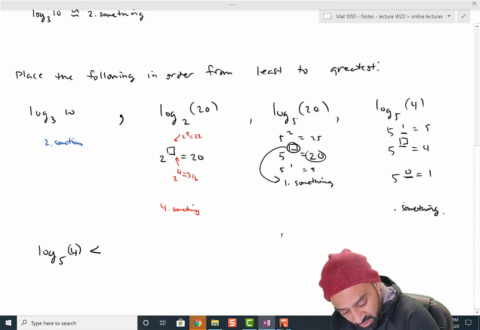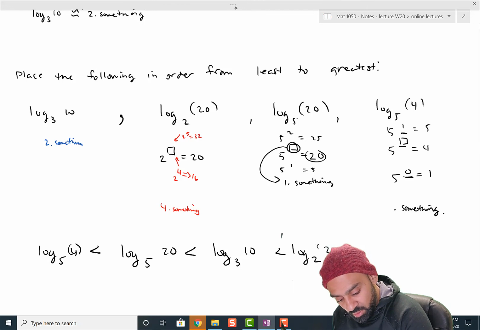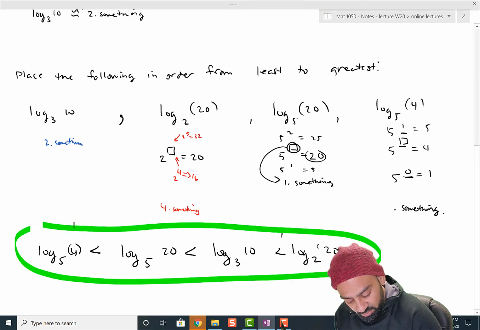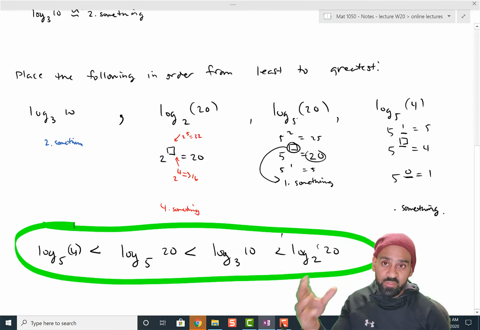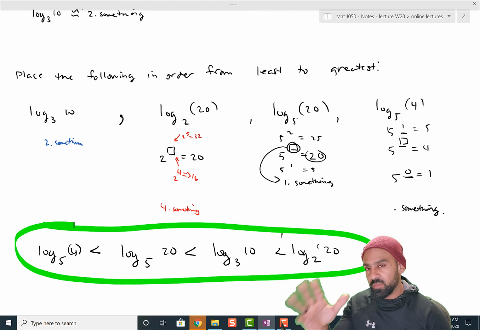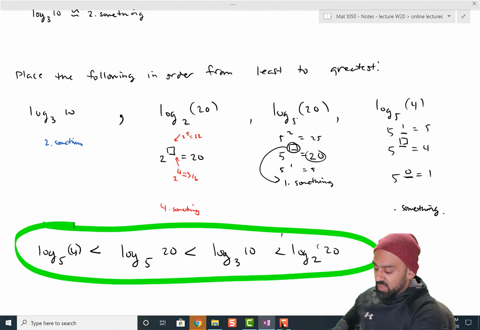The next guy would be 1 point something, which is log base 5 of 20. The next guy would be log base 3 of 10. And then last but not least, it will be log base 2 of 20. Okay, so long story short, we can approximate logarithms, and that's probably more important than actually solving them. Anybody can solve them, but approximating them takes a different kind of intelligence.